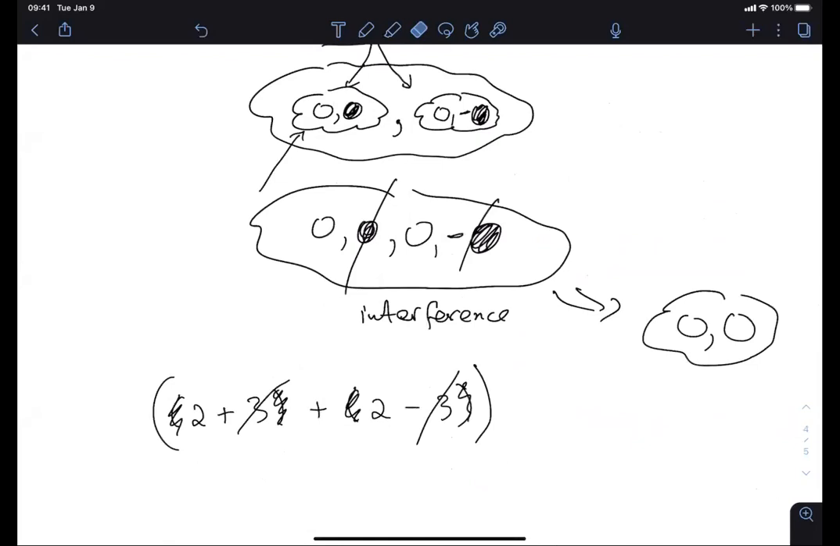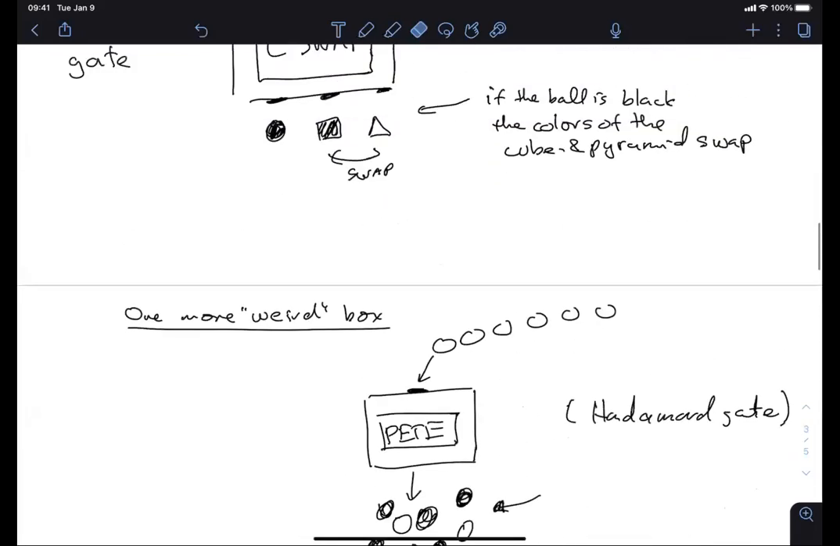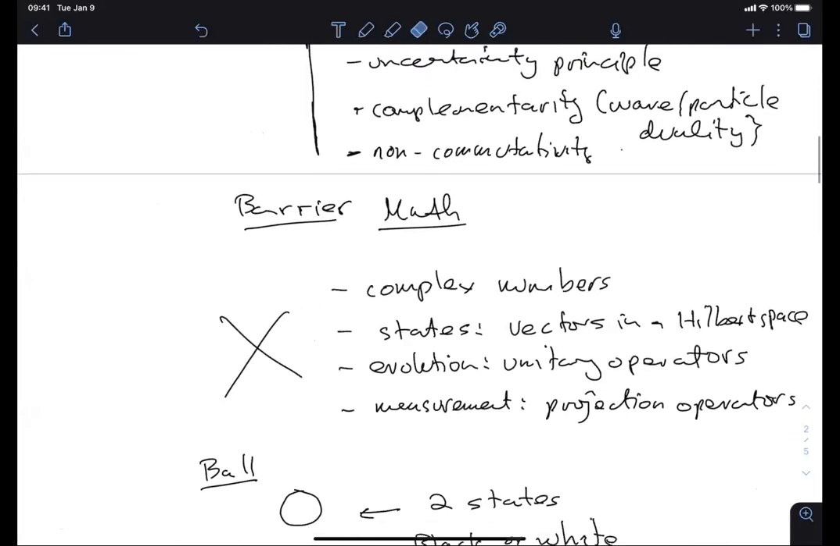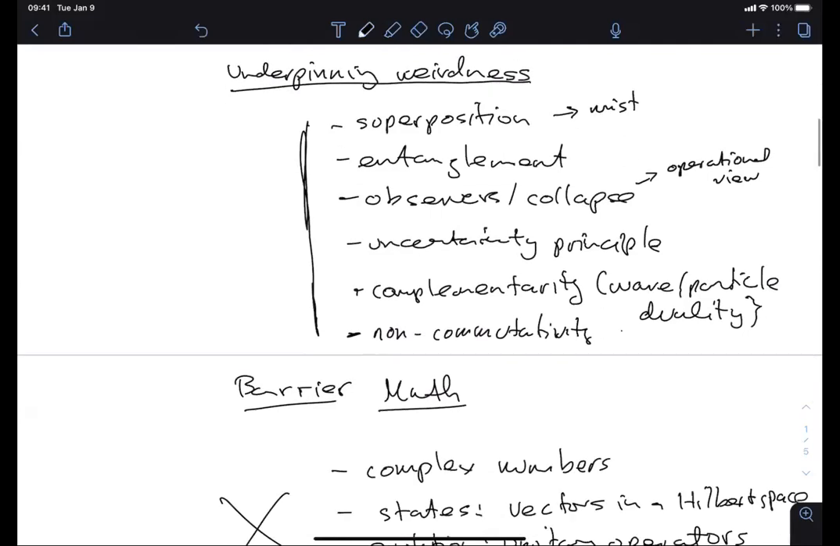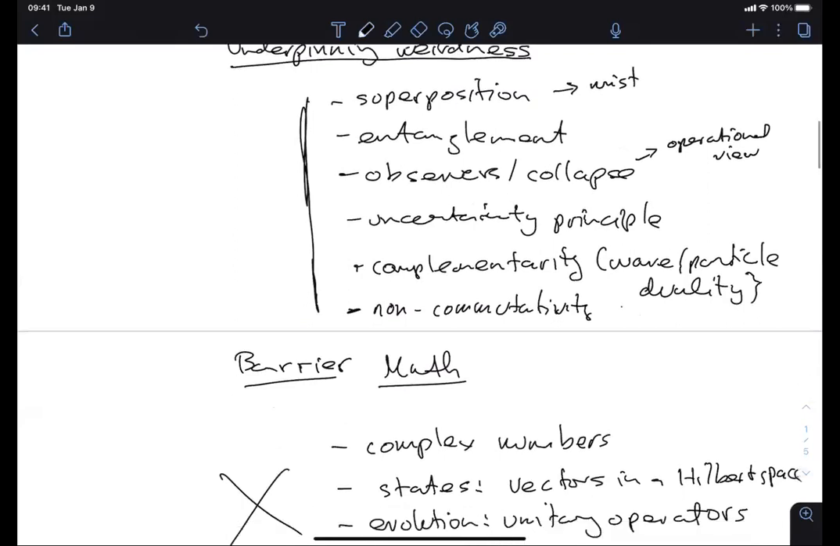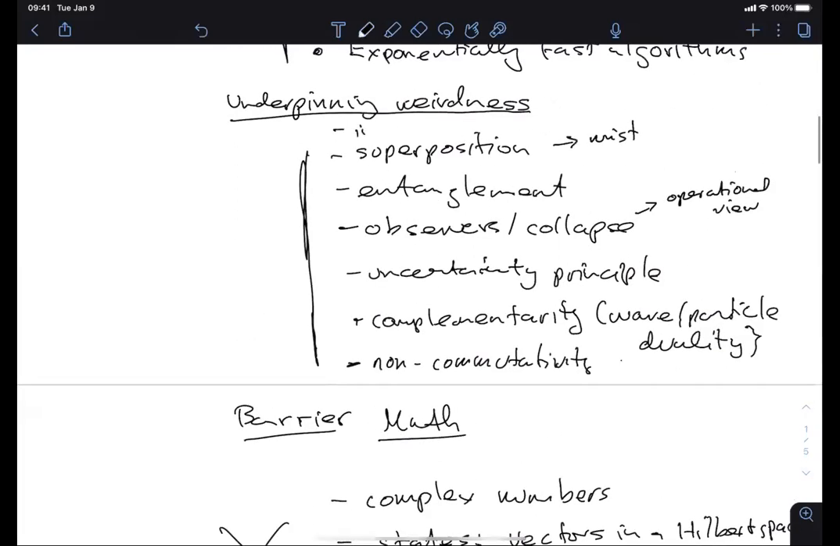Okay. And so we've now managed to get across a few of these jargony concepts that normally I would hate. The superposition is just the mist. The observer's collapse, we've at least given an operational view on. And what I didn't add in my list here was interference. Like quantum interference, that we've shown is the cancelling form.